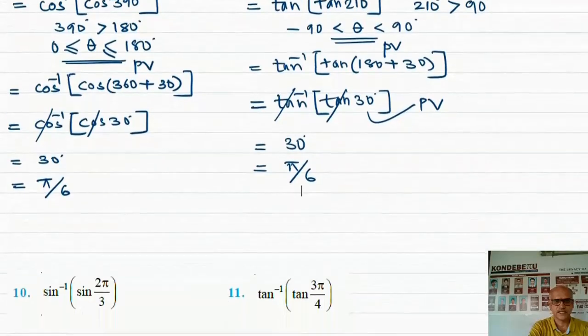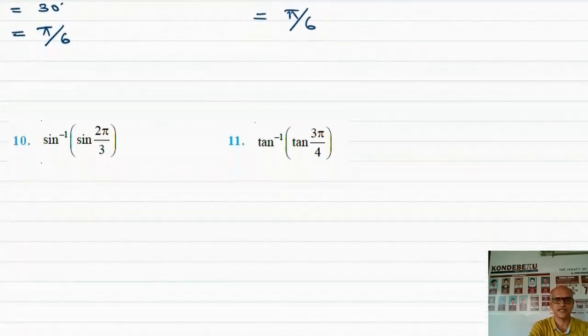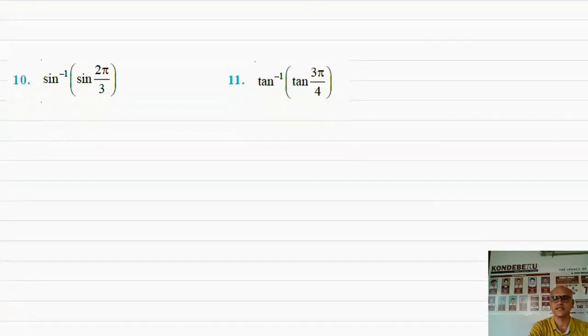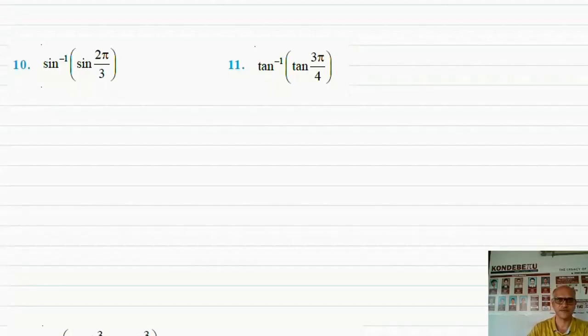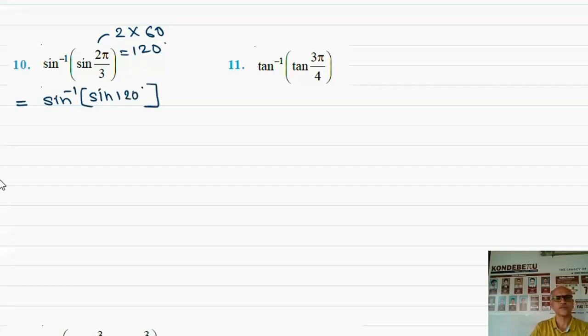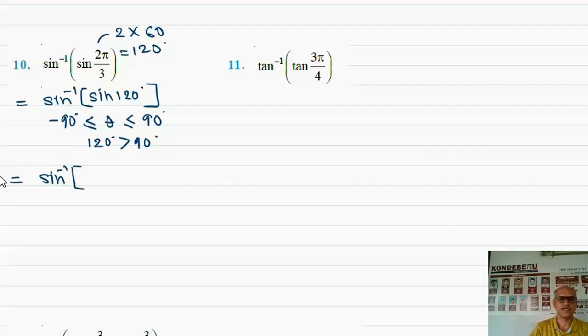Next, taking the same way, the 10th and 11th are in sin and tan. Again I will convert this into degree and then we will simplify. Now 2 into pi by 3 means 60, so 2 into 60 is 120. So this is sine inverse of sine 120 degree. Again, our principal value for sine is between minus pi by 2 and plus pi by 2. So 120 is greater than 90. So you should convert. I will write 120 as 180 minus 60.